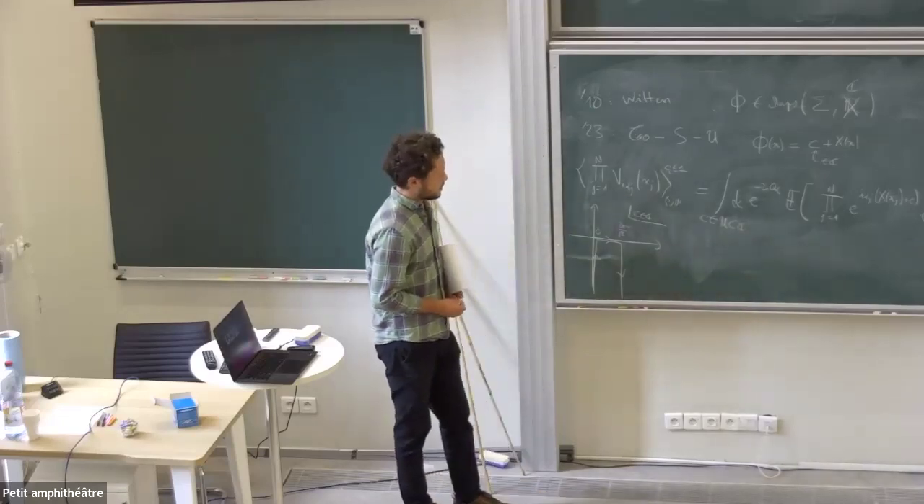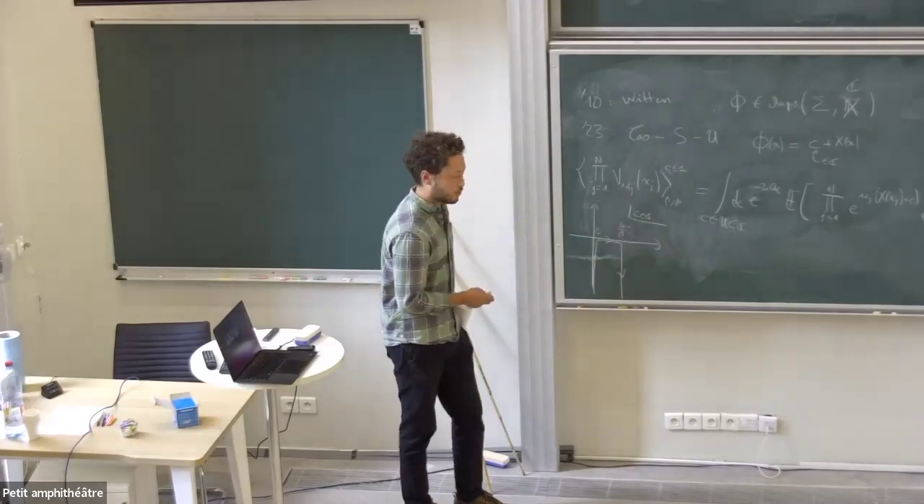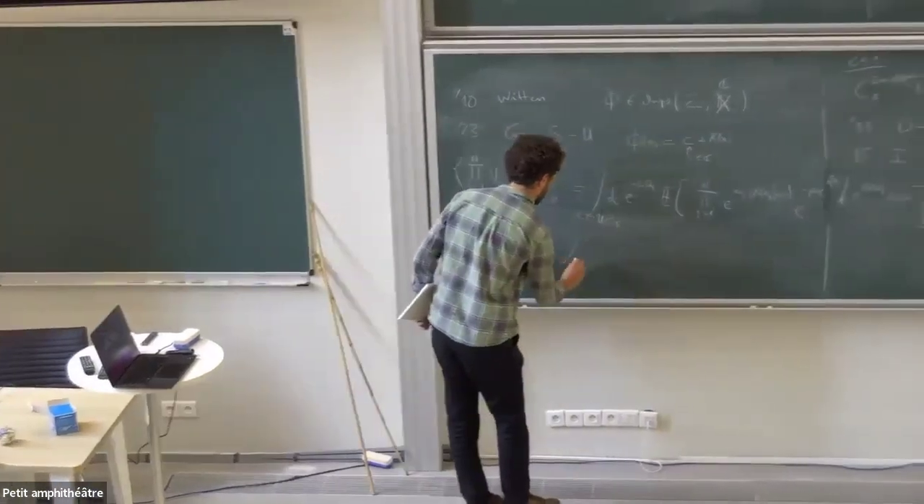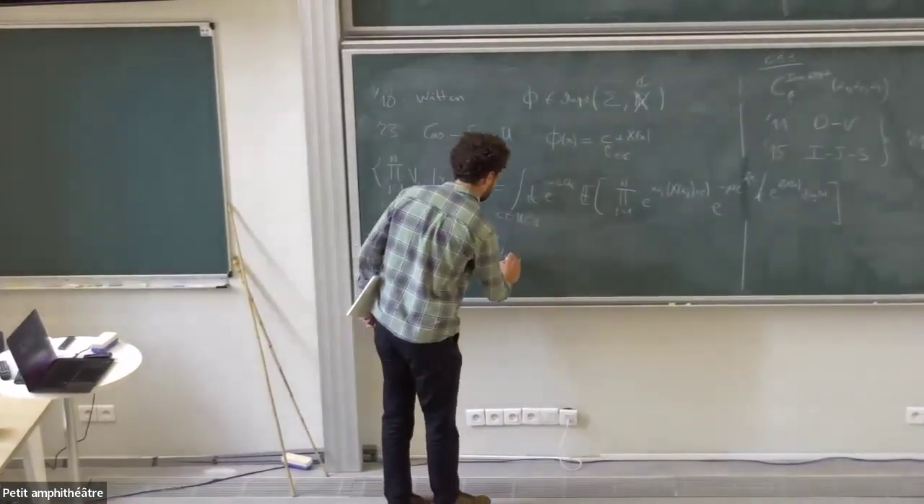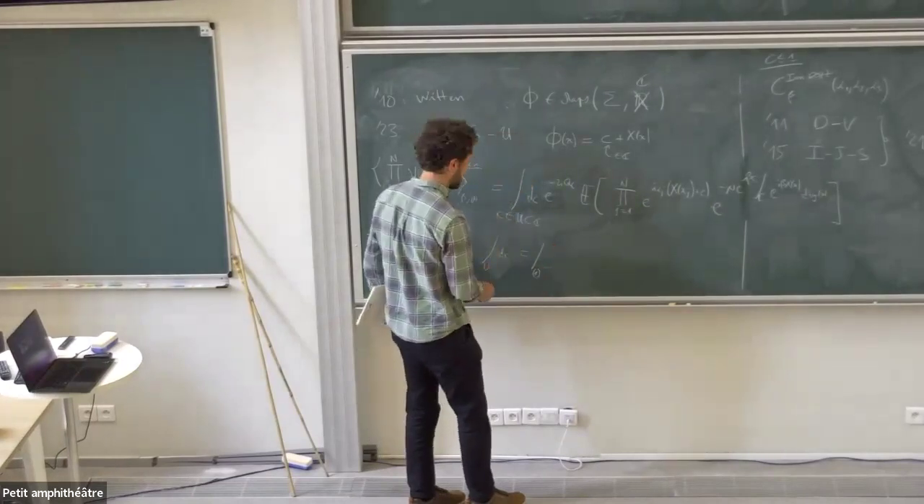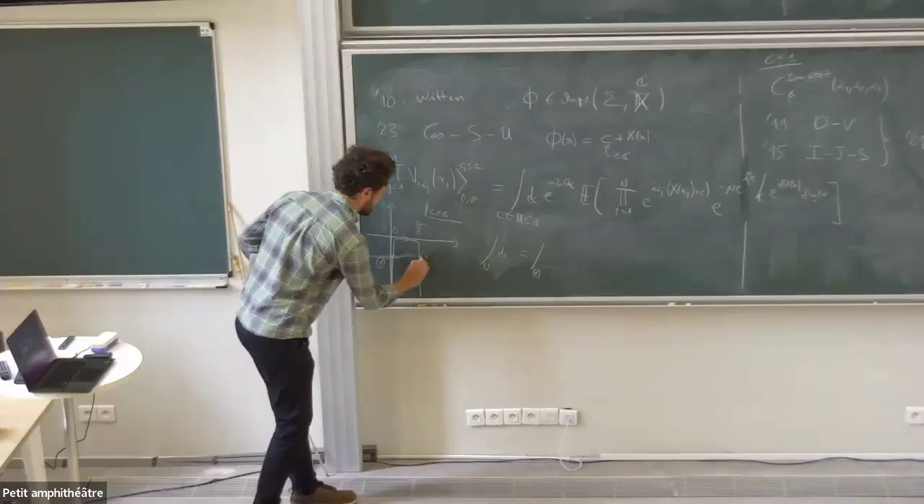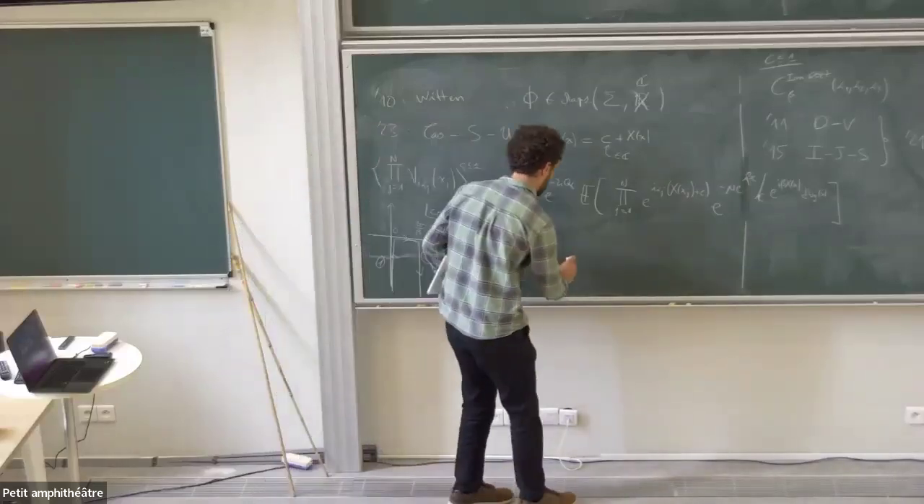An interesting feature of this is that I can rewrite the integral of the zero mode in this way. So I can split between the different branches. So branch one will be like this.